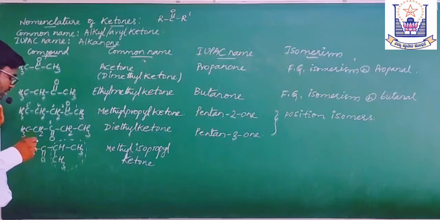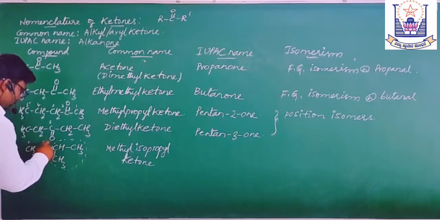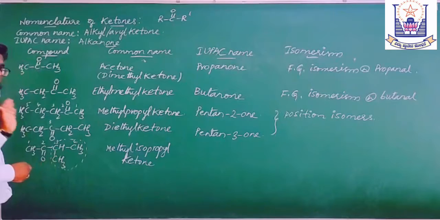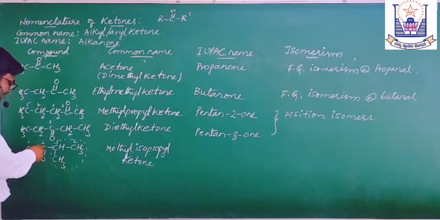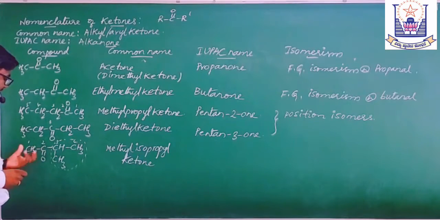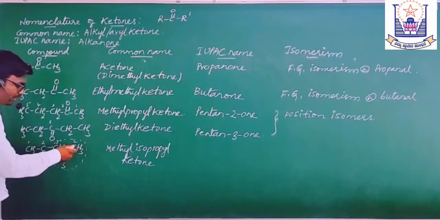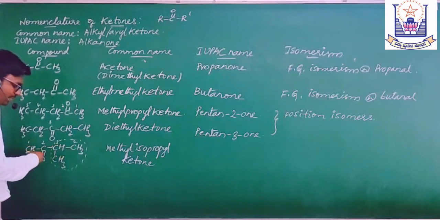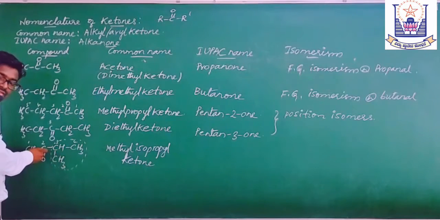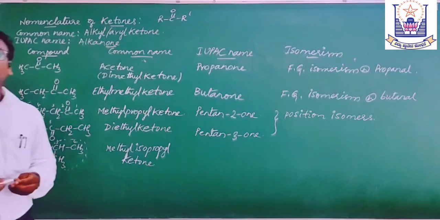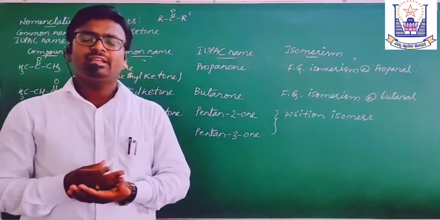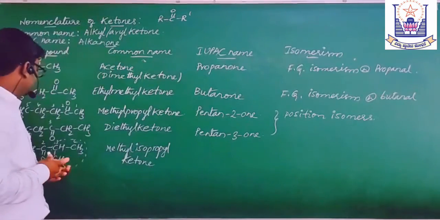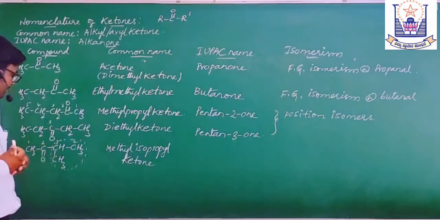Then what is the IUPAC name? So we have to give the numbers 1, 2, 3, 4. Why am I giving the numbers from left to right? Because the functional group will get the lowest number. If you move from this end, that is right to left, what happens? 1, 2, 3. See here, the functional group containing carbon is getting 3 as a number. So we have to follow the lowest sum rule. What is the lowest sum rule? The functional group containing carbon must get the lowest number. So in this way it gives the lowest number.